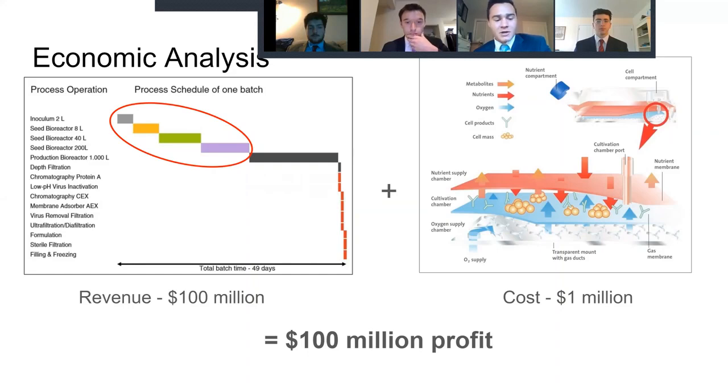Our seed train time is cut down by almost 5% from industry averages, resulting in an extra 2 batches that can be made per year, generating approximately $100 million in revenue. The cost of doing this is just the installation and use of the membrane, which can be seen from the figure on the right, which costs roughly $1 million. Overall, the improved seed train design will result in almost $100 million of profit, proving its economic viability.